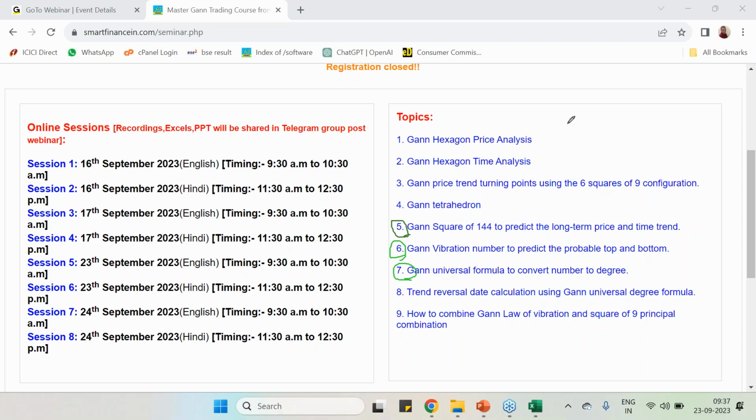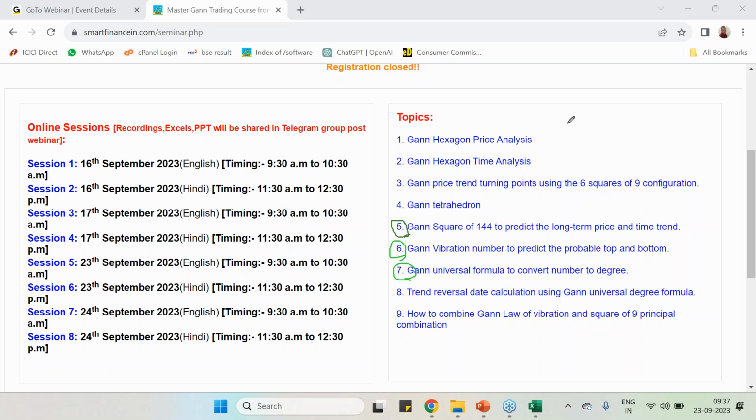There is a formula Gann has given to convert the price to degrees universally. It is not a conversion of your square or conversion of your hexagon; it is universal by itself. What is its degree? The number or the price has a degree representation by itself. So you can say that is also one part. These are the things you are going to learn.